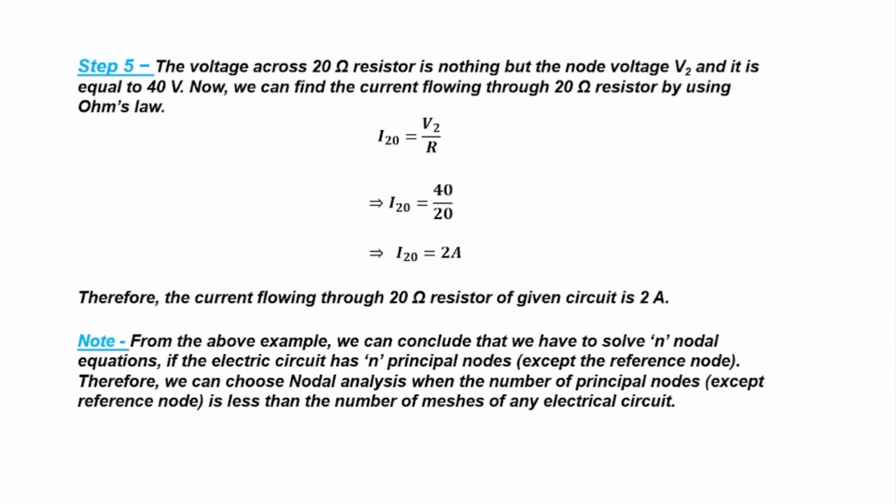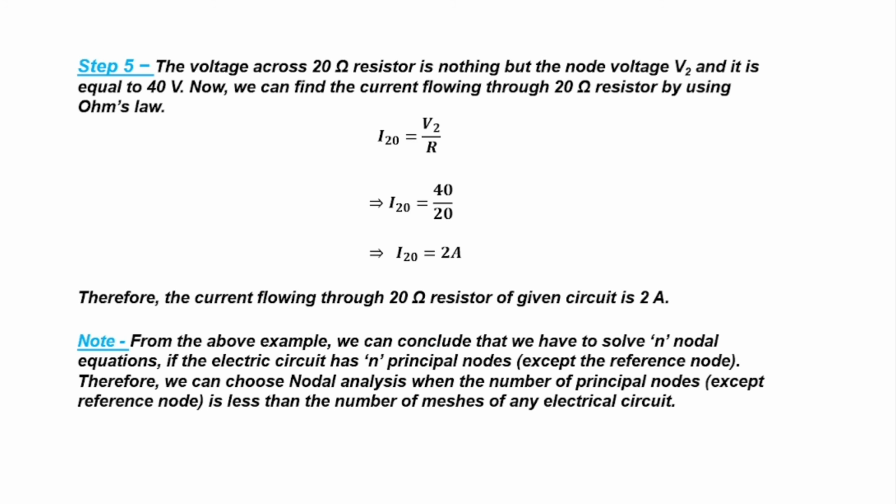In step 5, the voltage across the 20 ohm resistor is nothing but the node voltage V2, which is equivalent to 40 volts. Now we find the current flowing through the 20 ohm resistor by using Ohm's law. I at the 20 ohm resistor equals V2 by R, where V2 equals 40 and R equals 20. By substituting those values, we get the current as 2 amperes. Therefore, the current flowing through the 20 ohm resistor of the given circuit is 2 amperes.